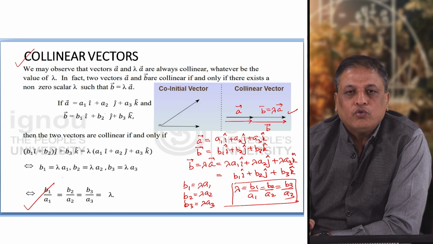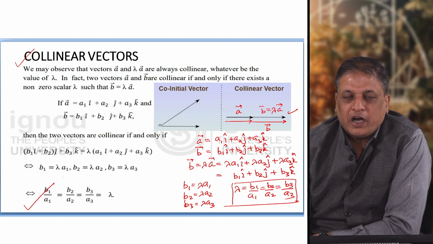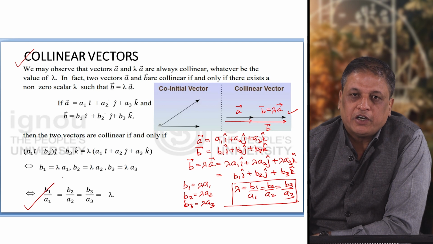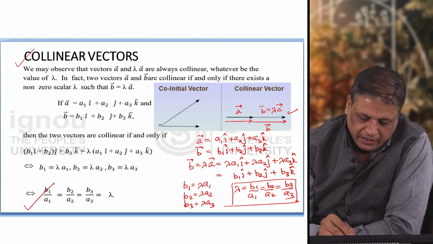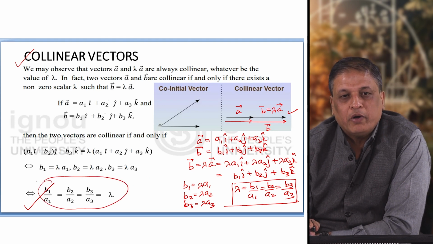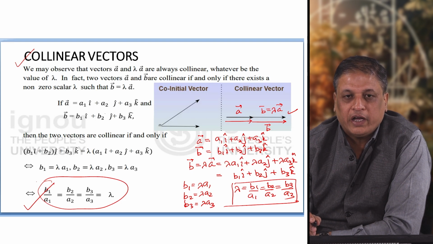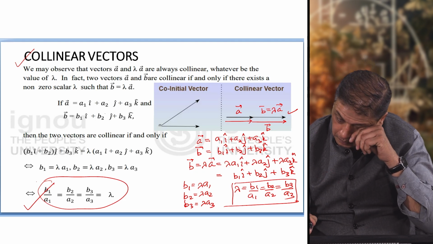So, if two vectors are collinear, then the factor by which the magnitude is multiplied can always be determined by the ratio of the independent components along the x, y and z axes, and that is why this expression holds: lambda is equal to B1 by A1 is equal to B2 by A2 is equal to B3 by A3, where B1, B2, B3 are the components of vector B along the x, y and z axes, A1, A2, A3 are the components of vector A along the x, y and z axes, and B vector is lambda times vector A.